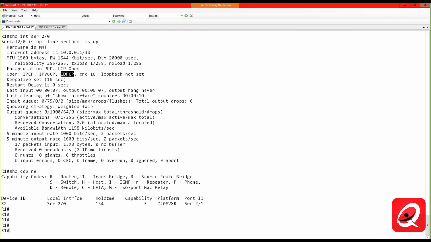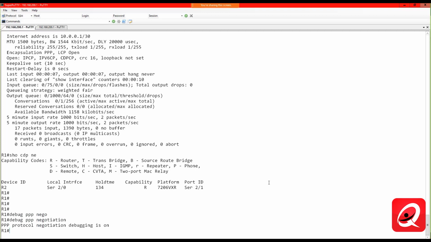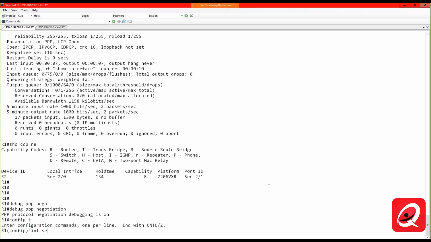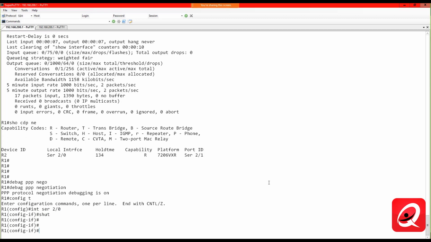Let's do our first debug so I can identify what it is that we're actually looking at. All right. So I'm going to do a debug in this case. debug ppp negotiation. All right. What we're going to see is that I'll shut down the link and bring it back up in a second, and we're going to see how the session is being negotiated. All right, so let me go into interface serial 2/0 and shut it down.